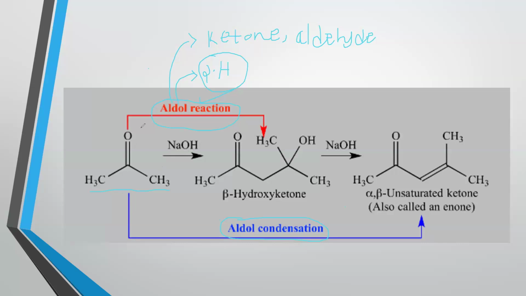As someone has said in the chat box, a dilute base is required, you are right. A dilute base like NaOH, meaning a somewhat lower concentration of NaOH. When this reacts, it will require two molecules of a ketone, particularly here two molecules of acetone. When they react, the first will form a carbanion.